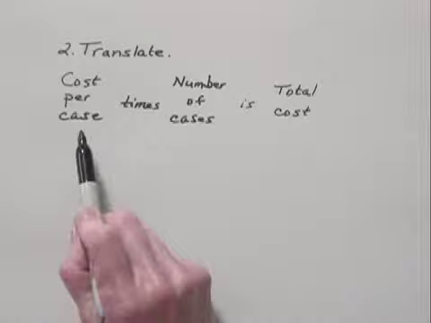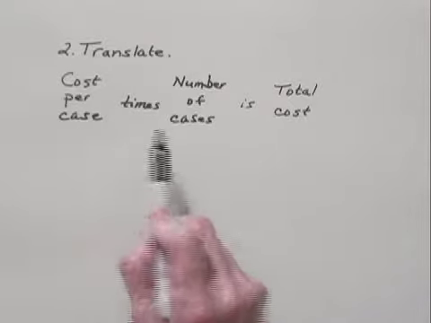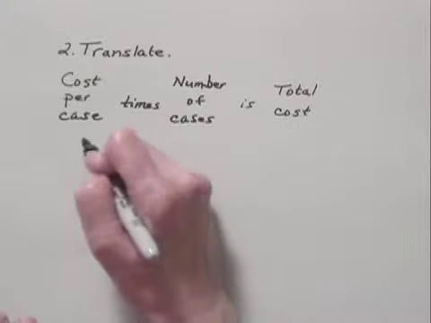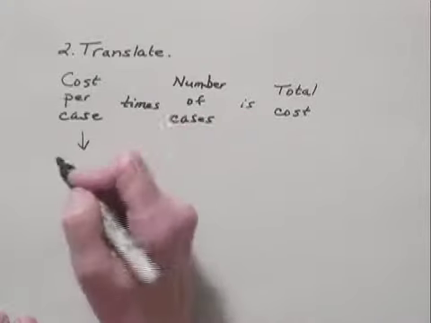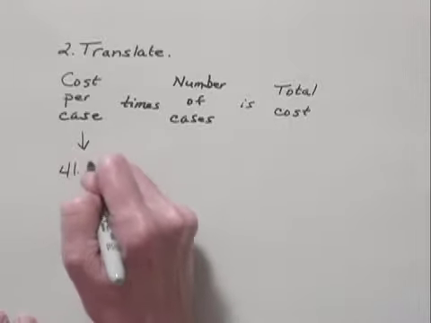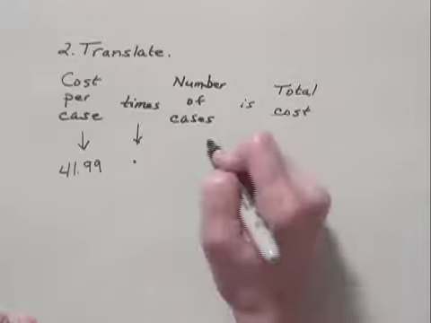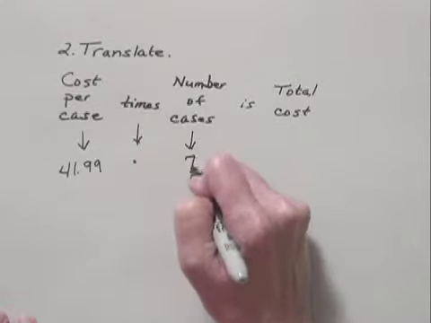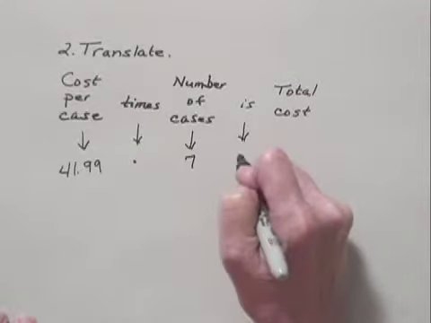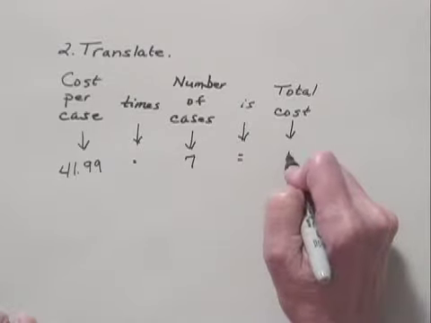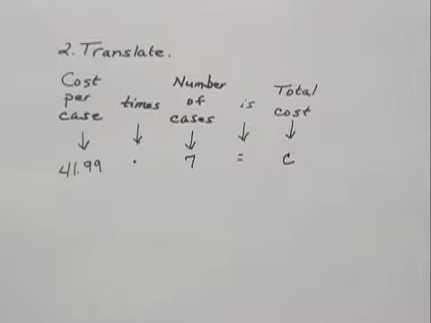We know that the cost per case, the cost of one case times the number of cases that were purchased is going to be the total cost. We know the cost per case, it's $41.99 times, we're at the multiplication symbol. We also know how many cases were purchased. There were 7 cases. Is translates to the equal sign, and the total cost, we've assigned the variable C to the total cost. So we have the equation 41.99 times 7 equals C.